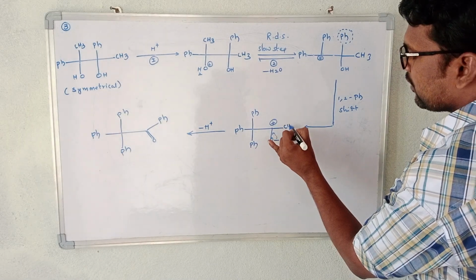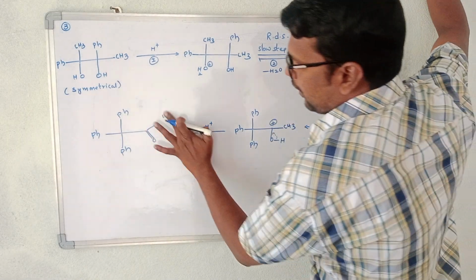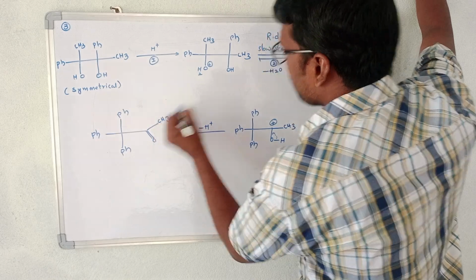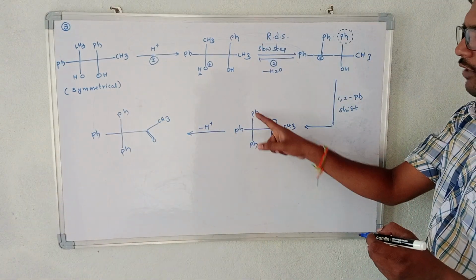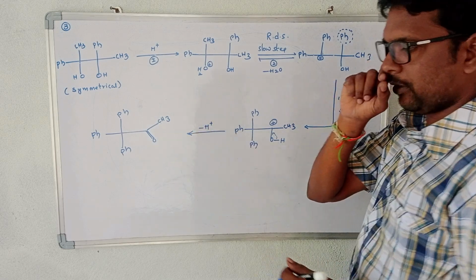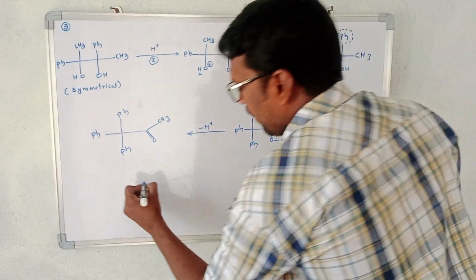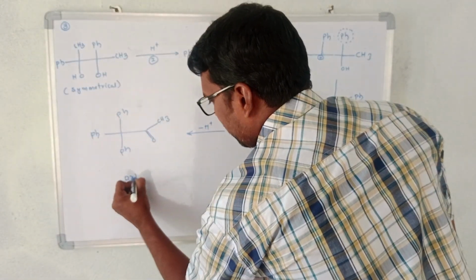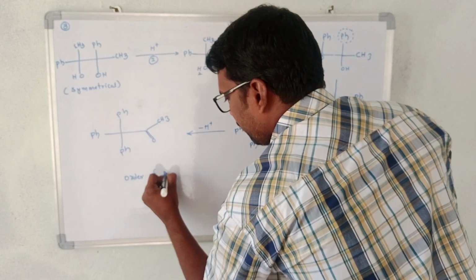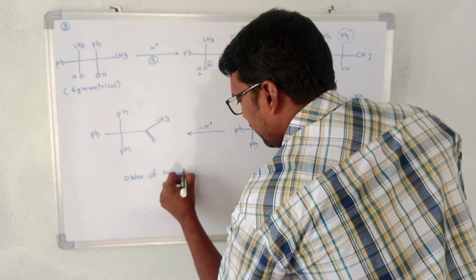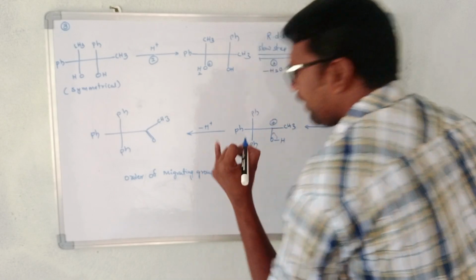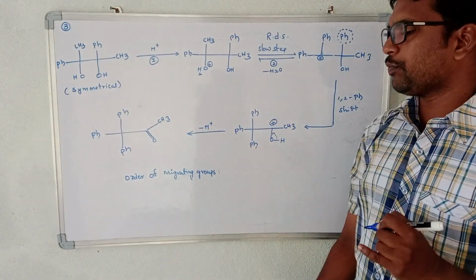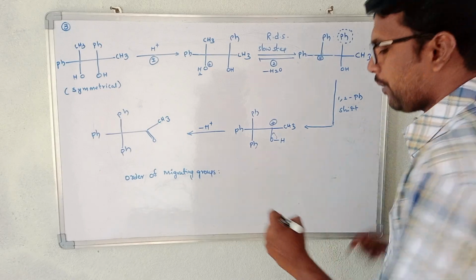So after migrating this phenyl group, the compound is present like this. Already two phenyl groups are present, this phenyl group migrated to this side, so three phenyl groups are present, and here a CH3 group is present. It is the third example. So here you have to remember the order of migrating groups. It is important. Whenever different groups are present, then we can follow the order of migrating groups.